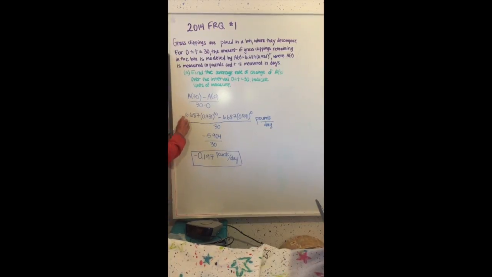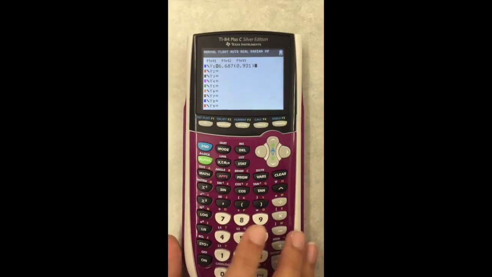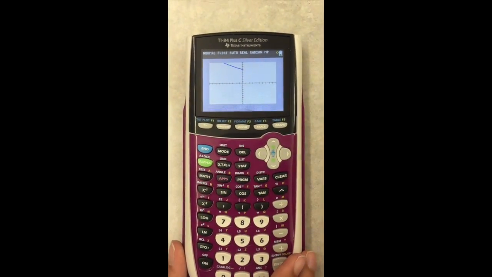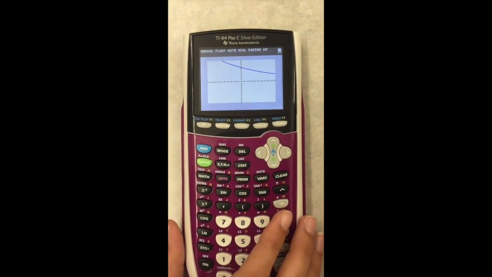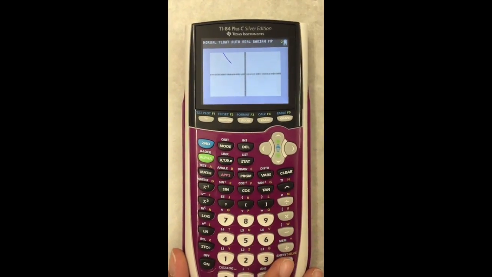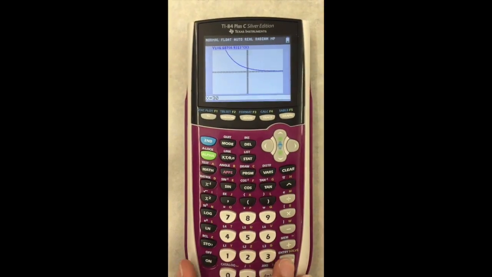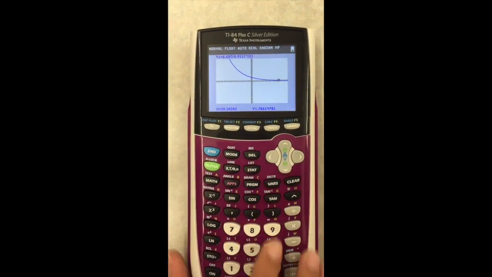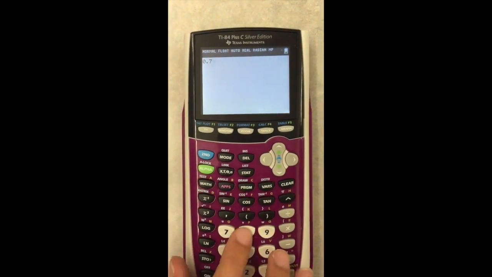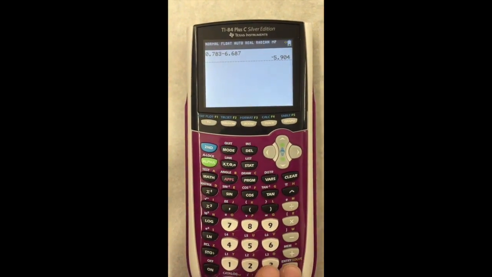To solve this part with your calculator, first enter the equation A of t equals 6.687 times 0.931 to the t into y1 equals and graph it. Next, zoom out once to be able to see the graph on the entire interval. Hit trace and enter 30 to see the value of A at 30. Then hit trace and enter 0 to see the value of A at 0. Finally, plug these values into the equation to find the average rate of change and calculate the answer.